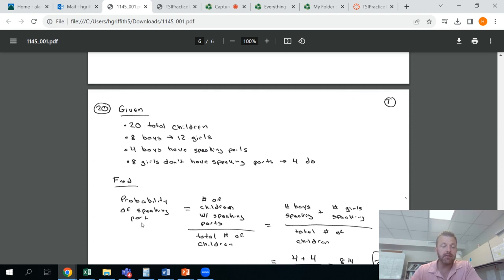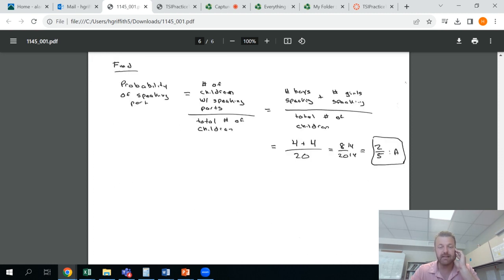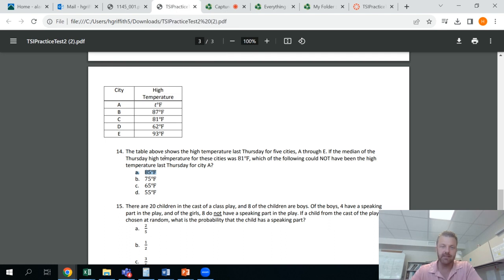So when we compute the probability of any student in the play having a speaking part, the number of people that have speaking parts is the number of boys plus the number of girls. In total, there are 8 possible ways you can get a speaking part, and there are 20 total kids in the play. So the probability by definition is 8 over 20, which reduces to 2/5 in lowest terms, which is answer A.